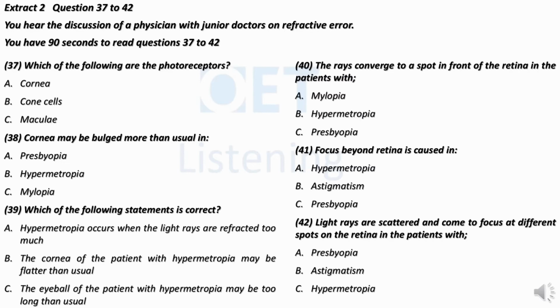The eyeball may be shorter, or the cornea flatter than usual, or the lens may have less refractive power than is normal. Like myopia, eyeglasses, contact lenses, or surgery may be recommended for correction.